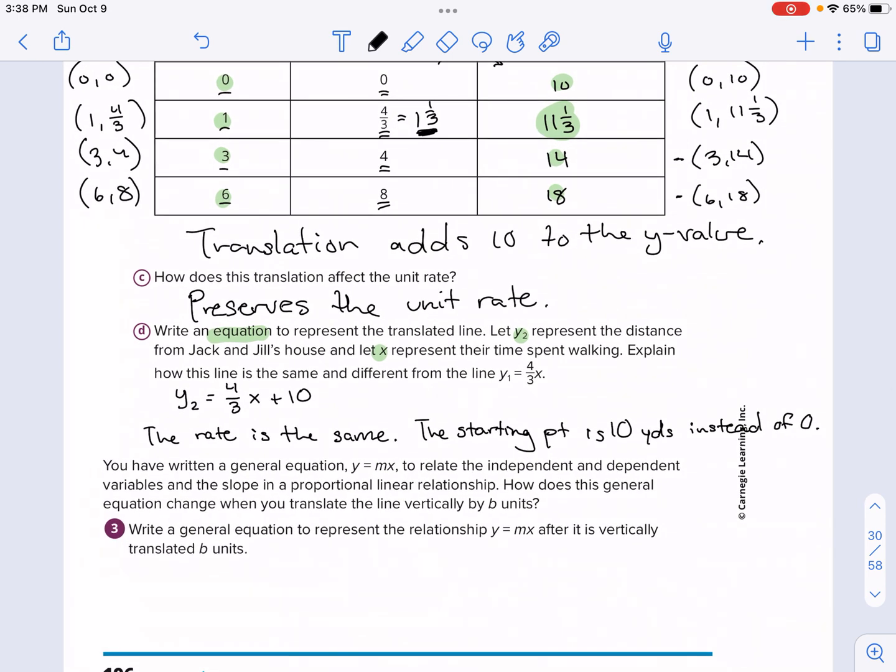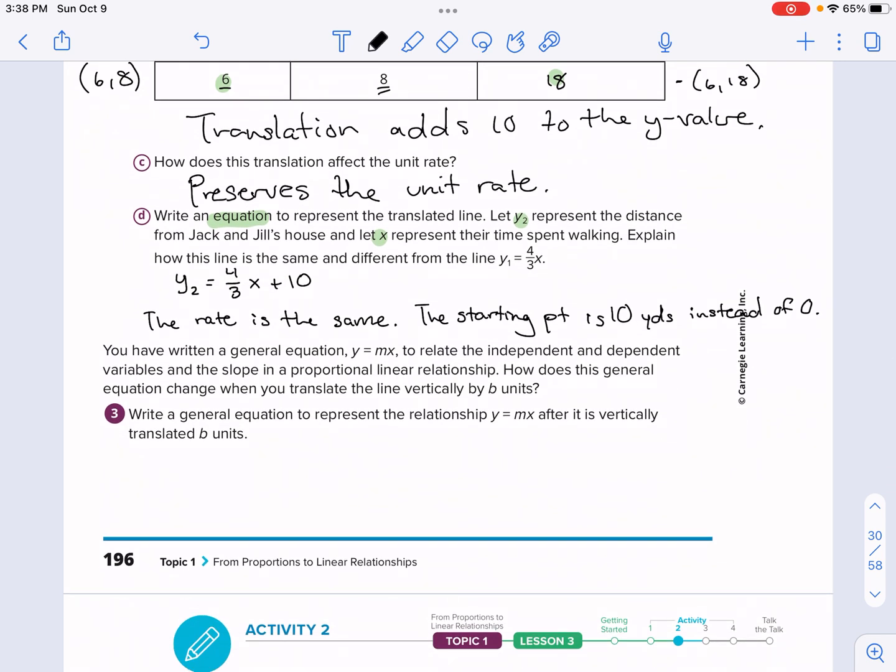And then let's go ahead and finish this up. So key thing here, this is the first time you're learning about this. You have written a general rule or general equation, y equal to mx. Let's highlight that. To relate the independent and dependent variables and also the slope in a proportional relationship. Right, m represents the slope. How does this general equation change when you translate the line vertically by b units? Right, so this 10 is what moved it up 10. As a quick hint, if you had minus 10, it would move it down 10.